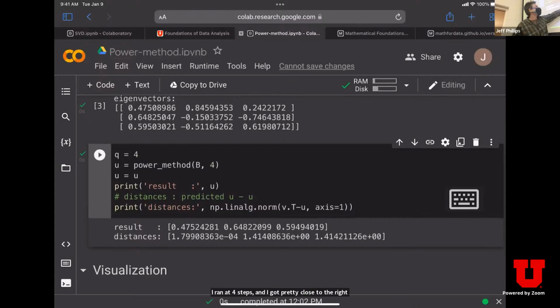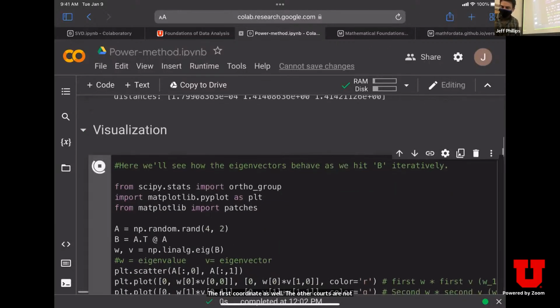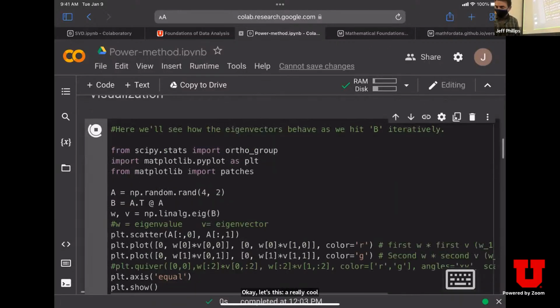The error is in the 0.04 on the first digit there. So pretty close. Not perfect. I guess the first coordinate as well. The other coordinates are not so great. Okay, this is a really cool visualization about how this works here.